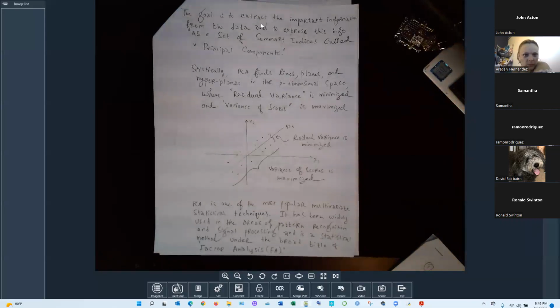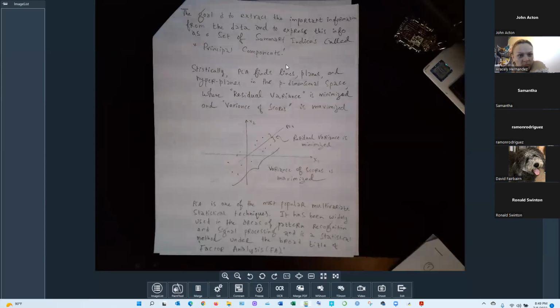See, here the goal is to extract the important information from the data and express this info as a set of summary indices called the principal components. You're going to extract some information. Information means variables, okay? And those variables will be written in terms of the loadings, which we call the principal component, okay? Statistically, PCA finds lines, planes, and hyperplanes. It's going to be any dimension, doesn't matter.